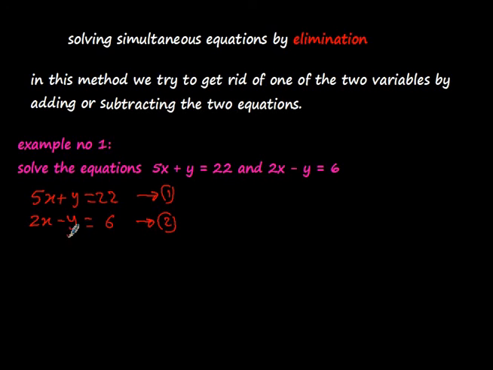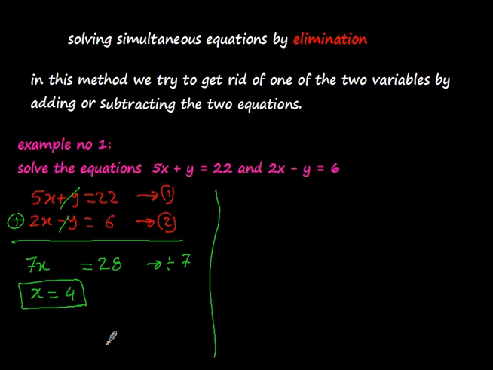So guys, in one step we can get rid of y and make one equation in one variable, which is x. But how to get rid of y right here? It will be very easy by adding the two equations. So here guys, we have 5x plus 2x equals 7x. Y and negative y cancel out each other, so you can get rid of them.